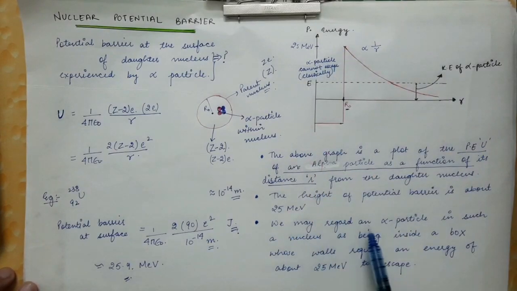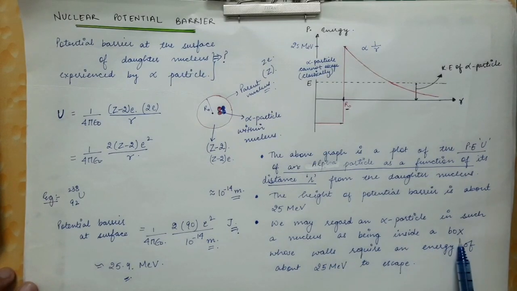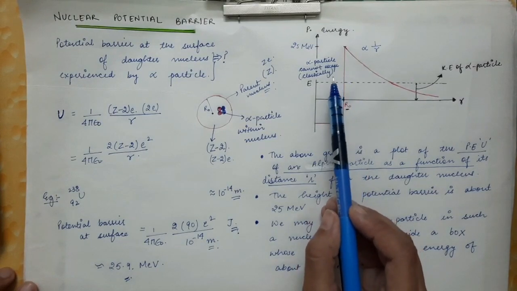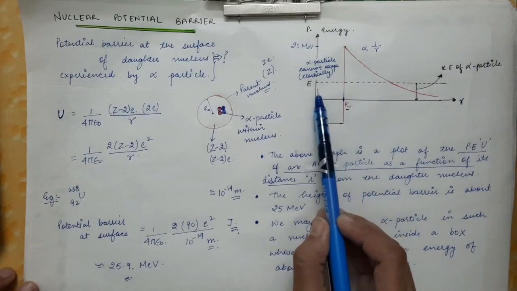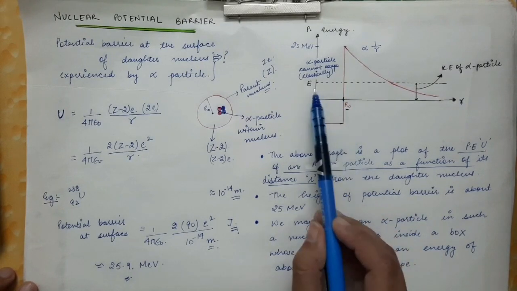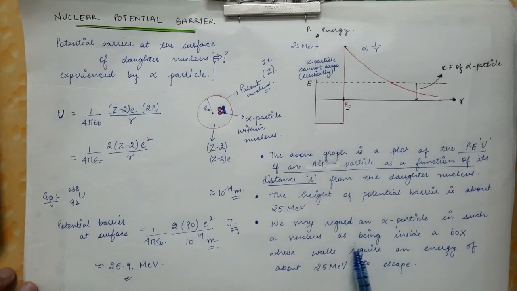Now we may regard an alpha particle in such a nucleus as being inside a box. So when the alpha particle has not escaped and is still present inside the nucleus, in the region less than r0, we can regard the alpha particle as being inside a box whose walls require an energy of about 25 mega electron volt to escape.